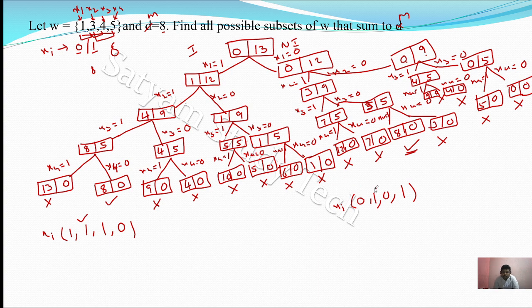So these are the two solutions, that is here it is 3 plus 5, that is 8. Here also 1 plus 3 plus 4, that is 8. So these are the two solutions, but here you can explore this.